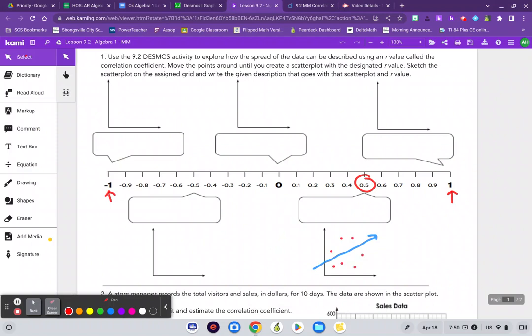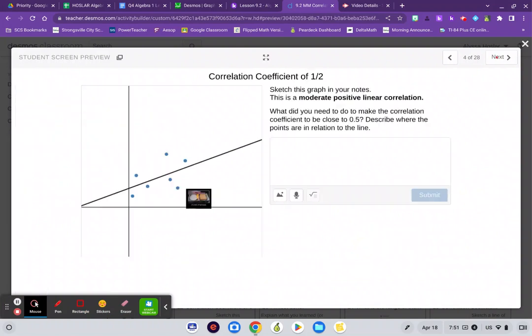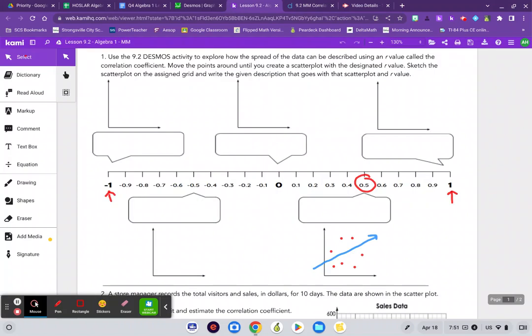So something like this, okay? And this would be an R value of 0.5. And so then I'm going to click the next slide after I copied that down. So sketch this graph in your notes, did that. This is a moderate positive linear correlation. So I'm going to come back over here and I'm going to write that in there.